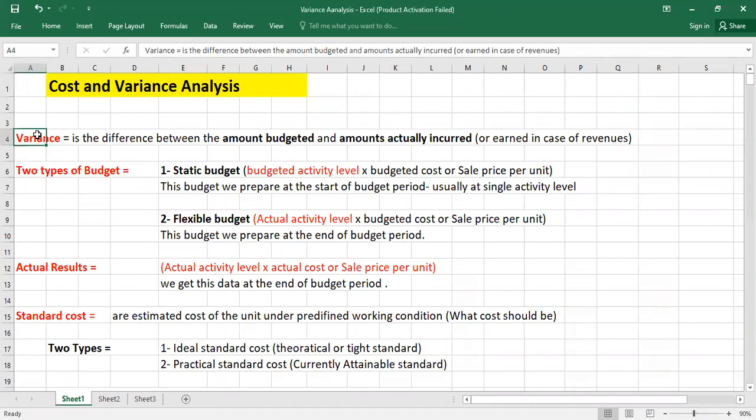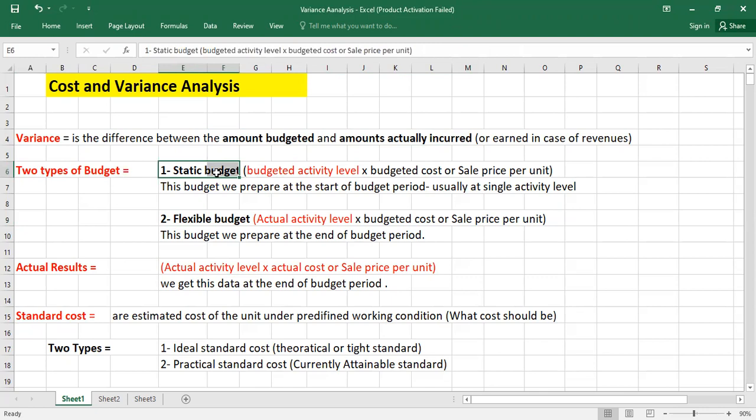Actually, variance is the difference between the amount budgeted and the amounts actually incurred. To understand these two keywords, we first need to understand two types of budget. The first type is called static budget, and the second type is called flexible budget. So what is a static budget?